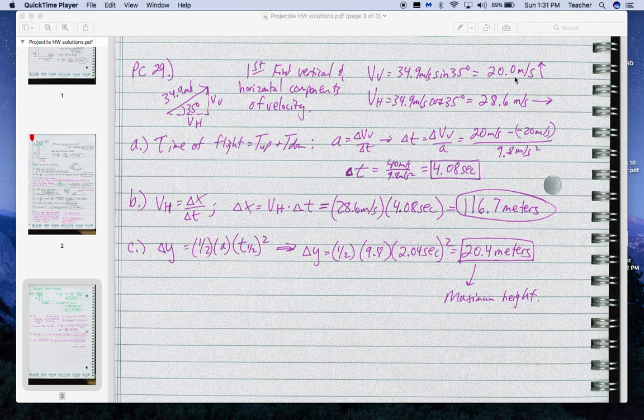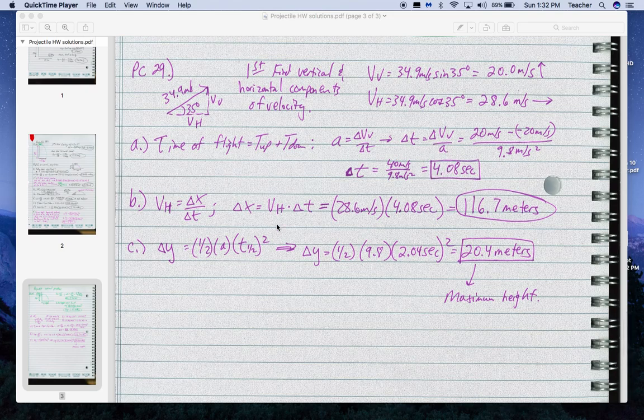Change in vertical velocity divided by acceleration gives us time. You could either do it for half the trip and then double it, or you could recognize that you're going up at 20 and down at 20. Those are going to have different signs. So our total change in velocity is actually 40 meters per second. And that happens at 9.8 meters per second every second, giving me a total flight time of 4.08 seconds.